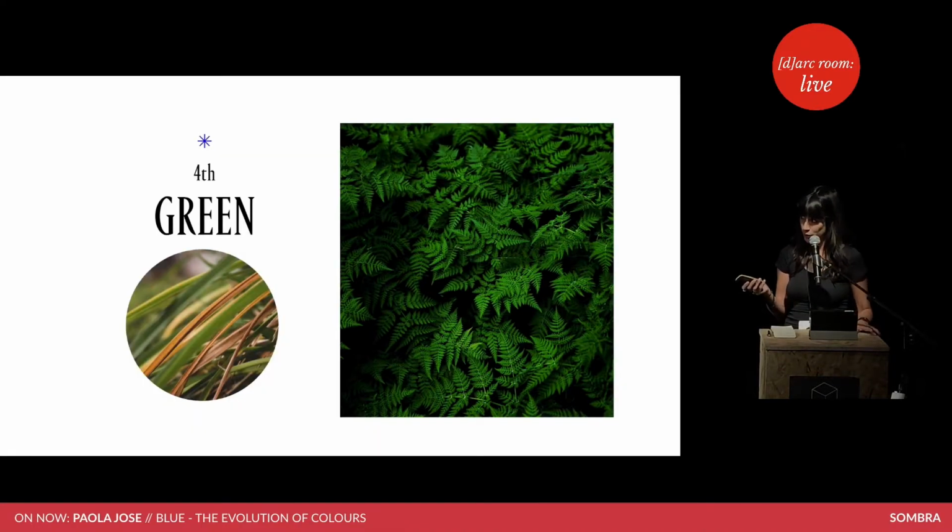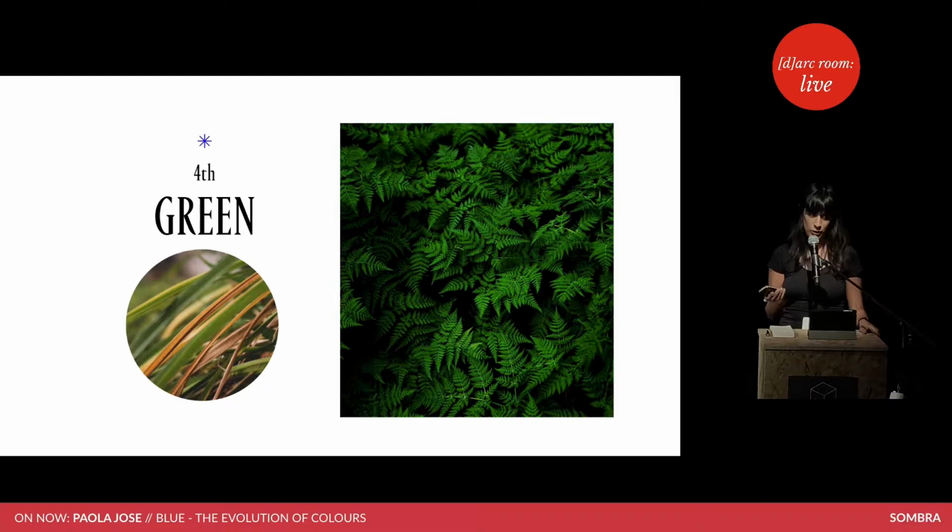The fourth color was green, and it's very related with yellow. This was also to recognize fruits, if they were unripe, if you could eat them or not. Also for grains, for agriculture, for plants, if they were healthy or not healthy.